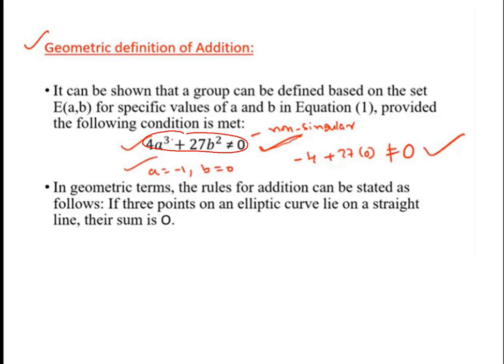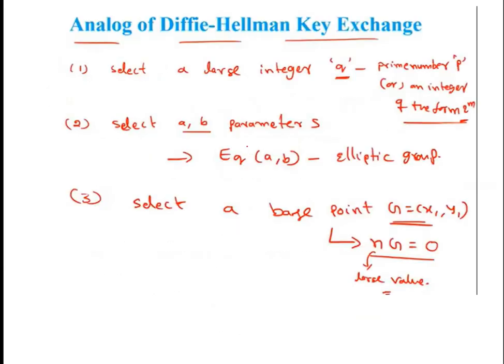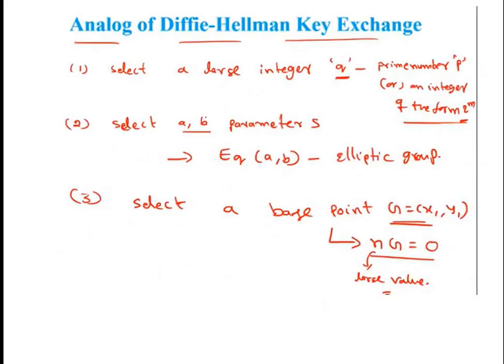So you need to select the values of a and b in such a way that this equation is satisfied. That is, 4a cube plus 27b square should not be equal to 0. You need to select a and b values in such a way that it is not equal to 0.